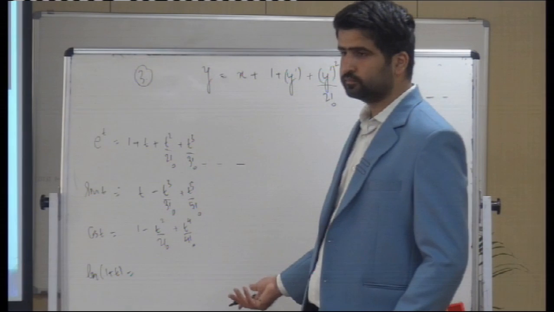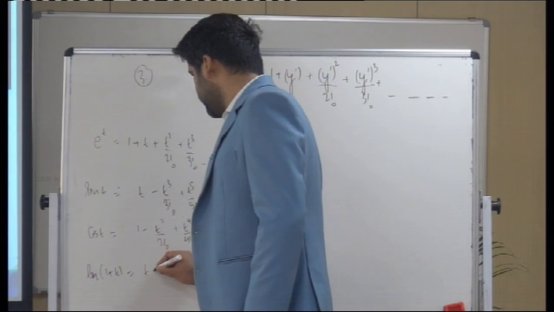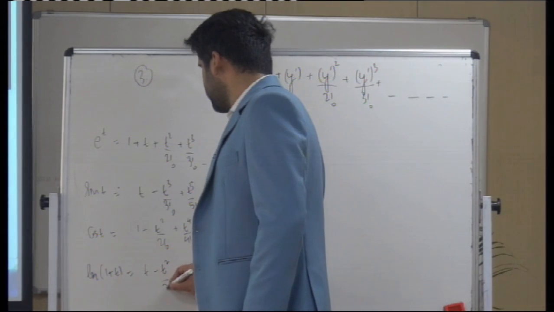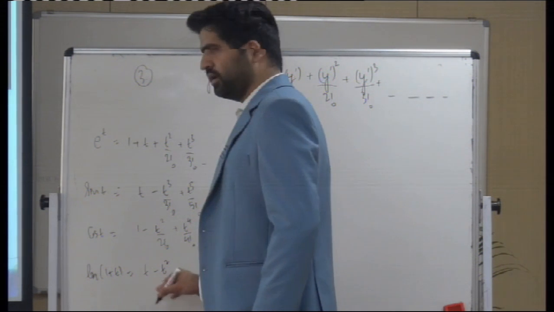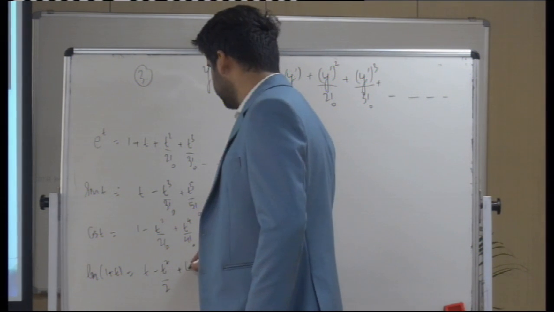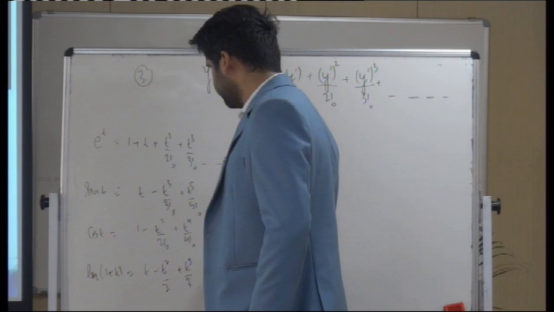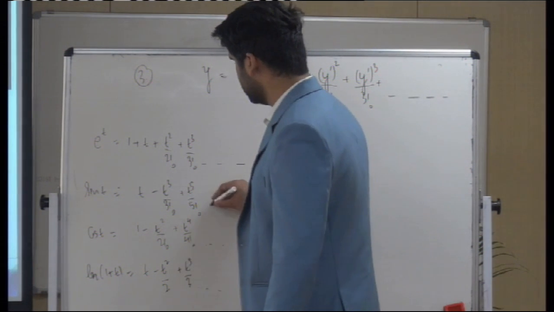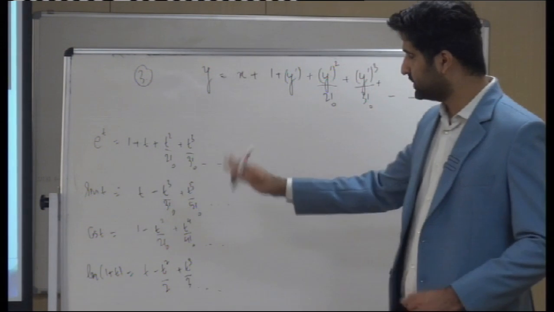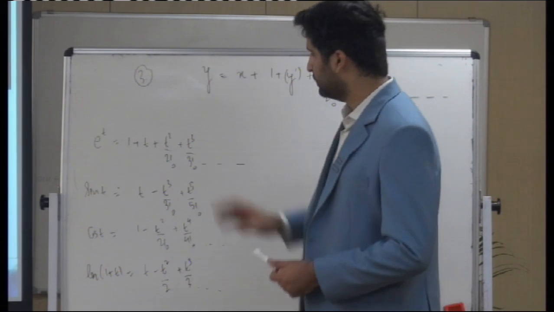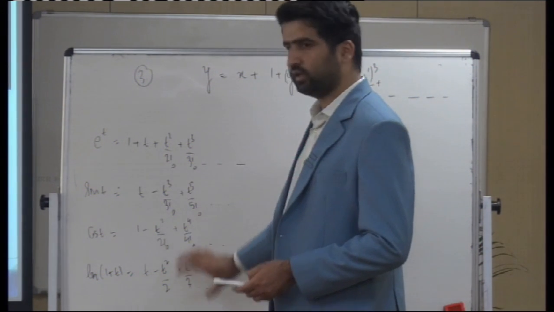Anyone? t minus t square by 2. So just get rid of the factorials over here. Plus t cube upon 3. Okay. So these are the most important expansions which you need to remember. These expansions help a lot in the limits.